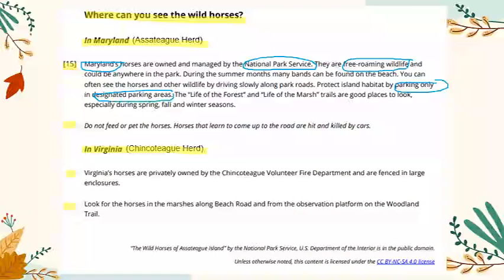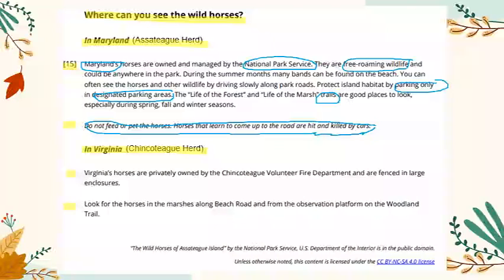The life of the forest and life of the marsh trails are good places to look, especially during the spring, fall, and winter seasons. So these trails are a good place to check out if you want to see the horses. It says, do not feed or pet the horses. Oh, I noticed this is entirely italicized here. It says horses that learn to come up to the road are hit and killed by cars. My gosh. So do not feed them, do not pet them. That allows them, I guess, to get used to people and they can get hit and killed by cars.